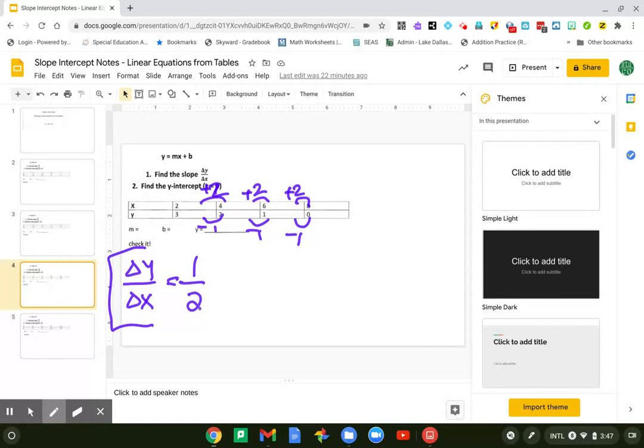So the change in y is -1 and your change in x is +2. We can't simplify that, so that means that my m equals -1/2. Several people will turn that into 2 over 1. That's why you need to write that down.